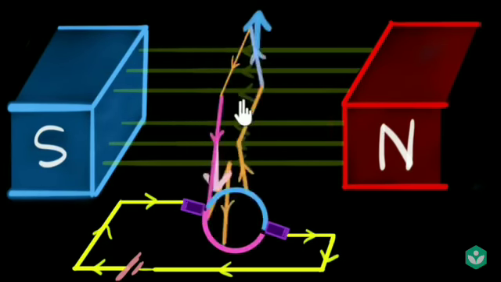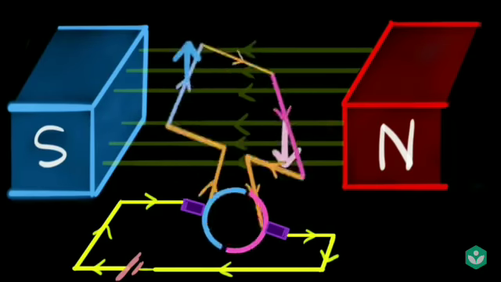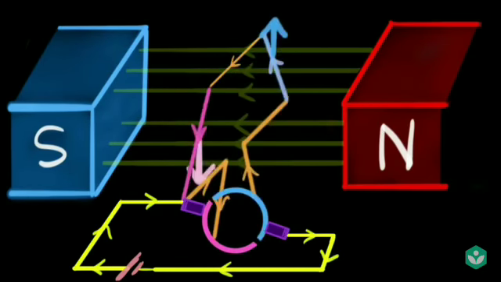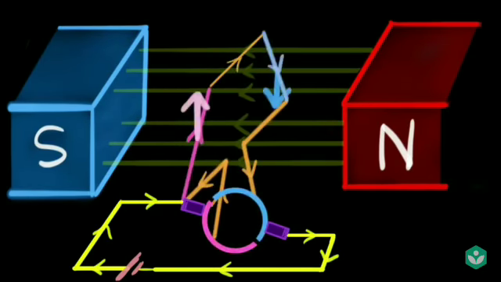And if we have enough current in this, and if the coil and the magnets are strong enough, then we can attach anything we want to it, like a fan or a washing machine, electric drilling machines, and make it spin using electricity.